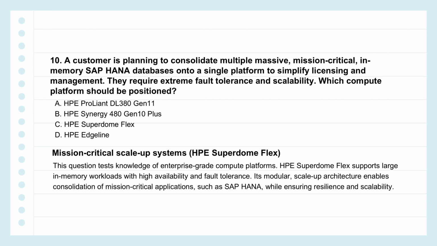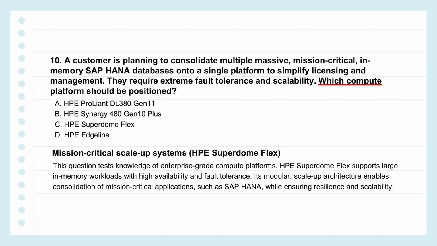A customer is planning to consolidate multiple, massive, mission-critical in-memory SAP HANA databases onto a single platform to simplify licensing and management. They require extreme fault tolerance and scalability. Which compute platform should be positioned? Okay, let's hear them. The options are option A, HPE ProLiant DL380 Gen 11, option B, HPE Synergy 480 Gen 10 Plus, option C, HPE Superdome Flex, and option D, HPE Edgeline.